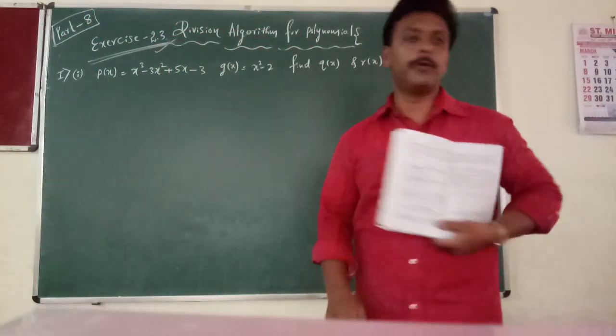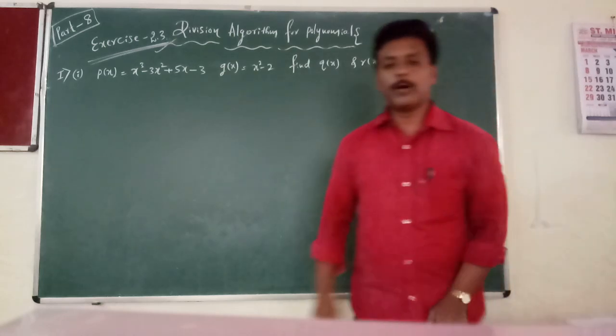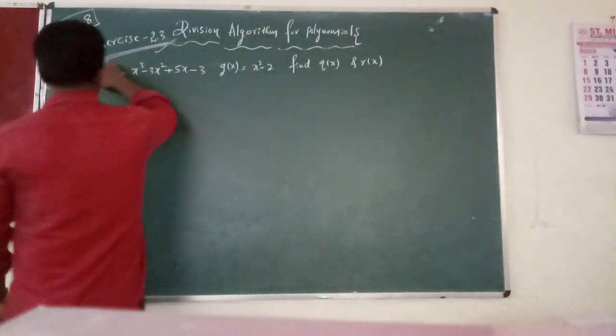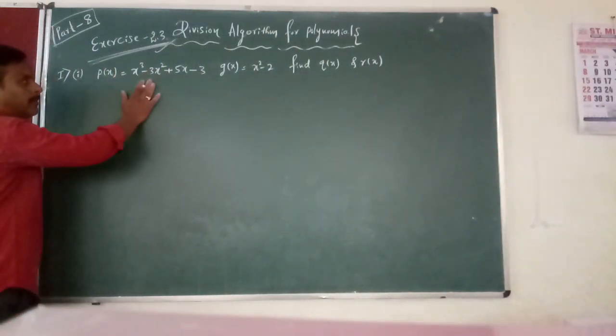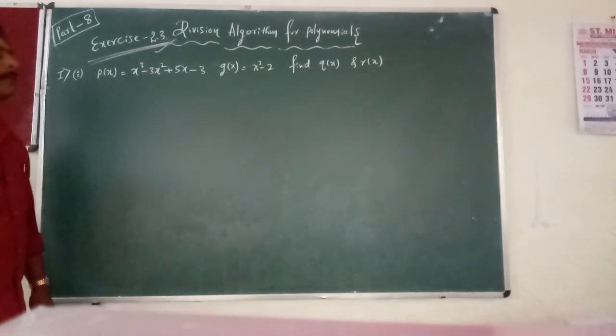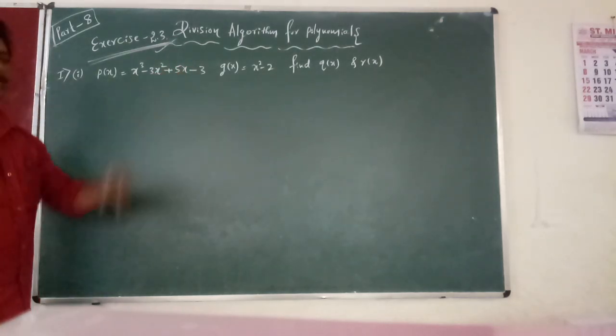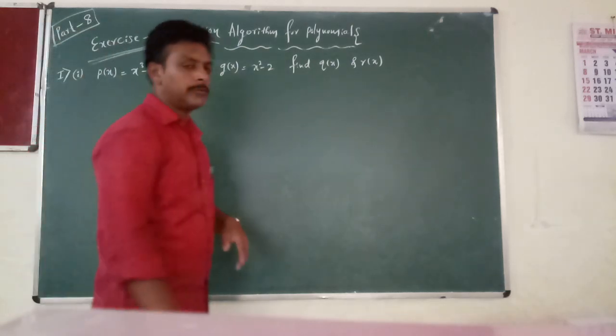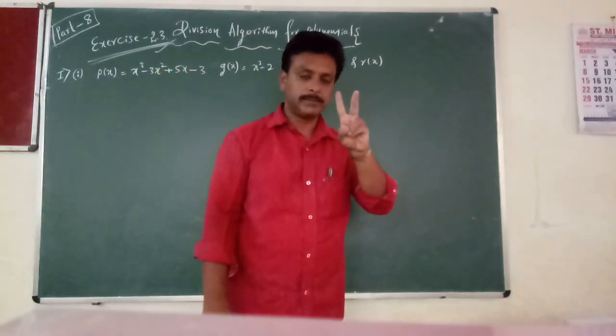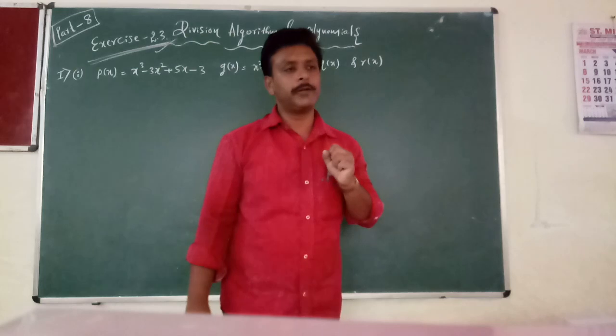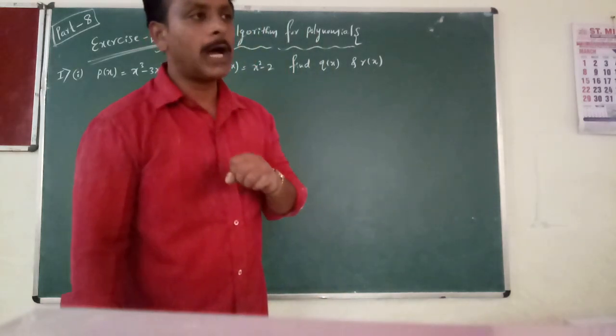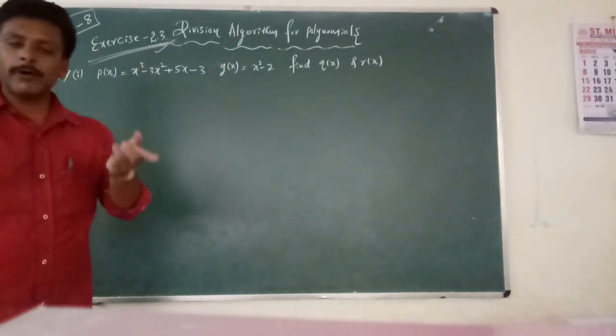First main question, first sum, I wrote here on the board. Try to understand what they have given. Given that p of x is x cube minus 3x square plus 5x minus 3, and g of x is given as x square minus 2. They are asking you two things. Find the quotient that will come, and also find the remainder that will come.